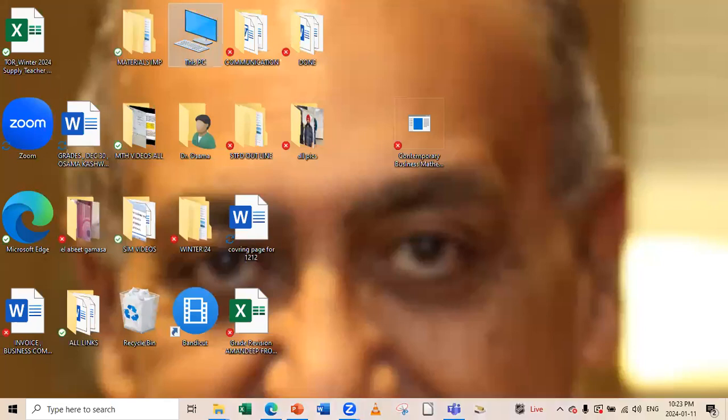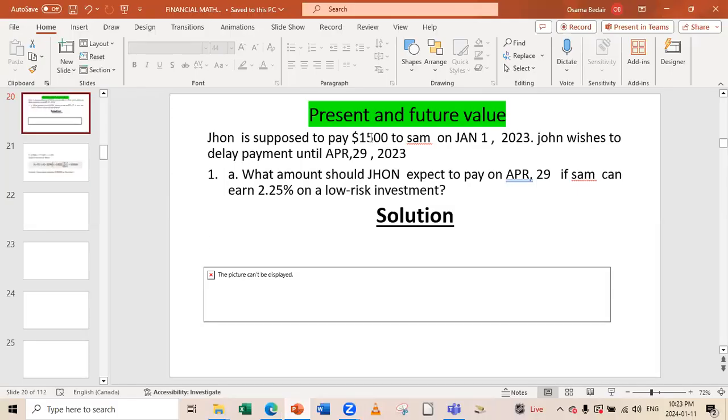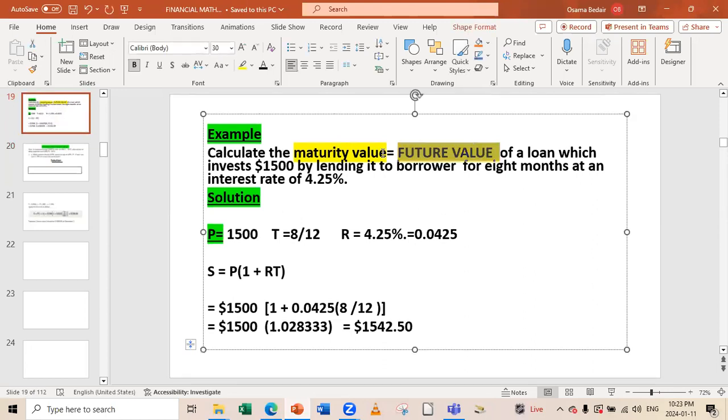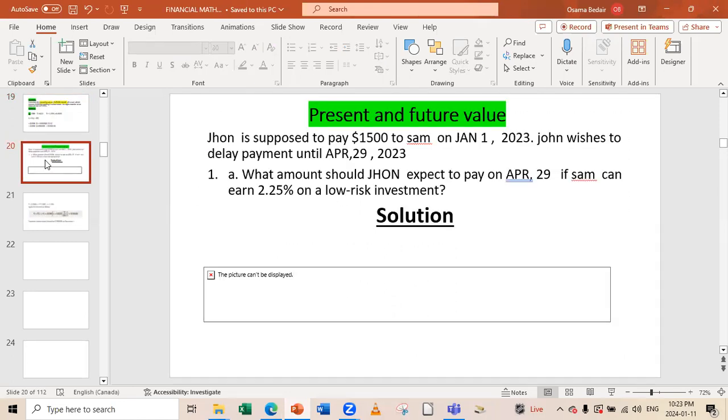Part 5 in simple interest, and we'll go ahead and resume what we were talking about: the future value of any amount of money. Here we have an example for the present and the future value. Let me remind you quickly, before this we talked about how to calculate the future value, or the maturity value, or the sum of the amount at the end of one period of time. So this is an example.